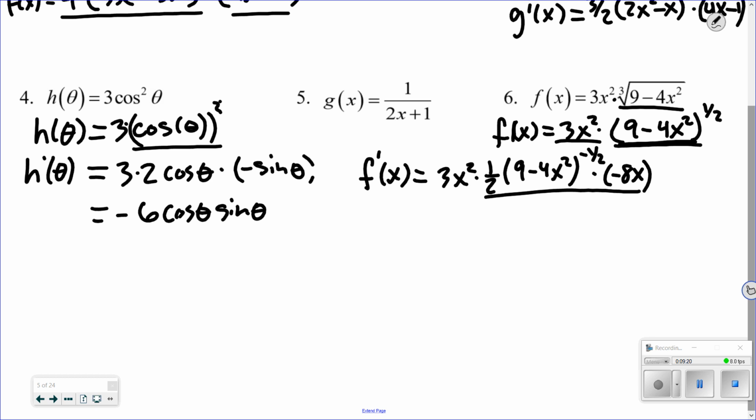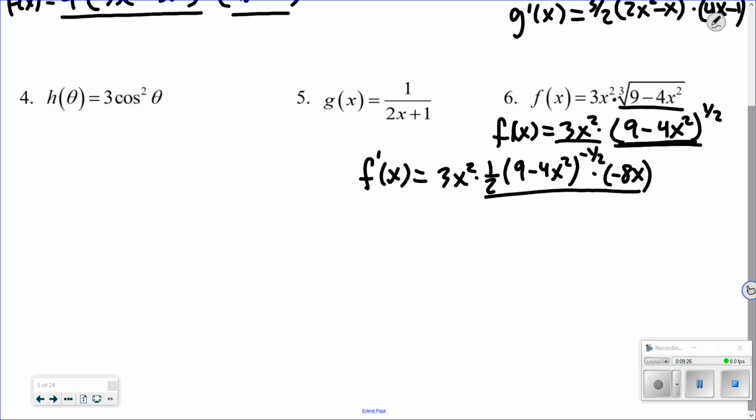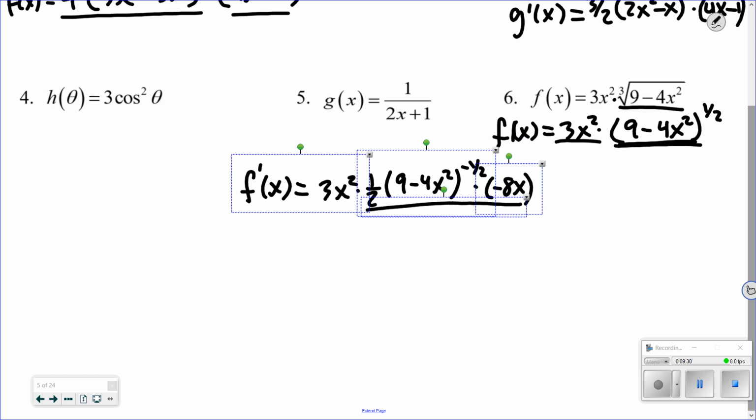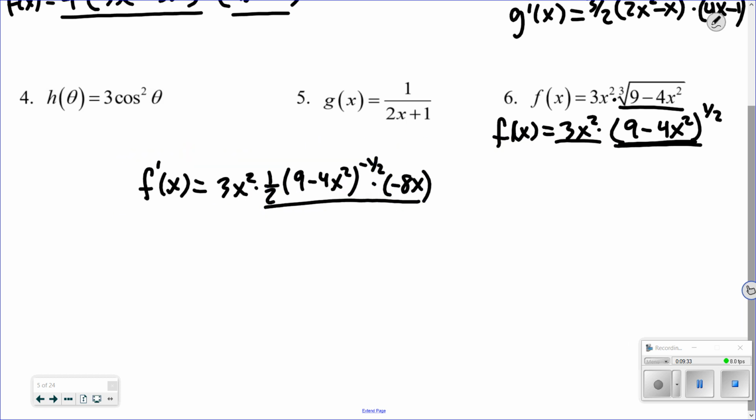I didn't even give myself enough room there. Let me erase this over here and we'll slide this over because we still have to do the second half of the product rule. Okay, now I'm going to go plus, and now I take the second, which is that. So 9 minus 4x squared to the positive 1/2 times the derivative of the first one. Derivative of 3x squared is 6x. Not a whole lot we can do here.